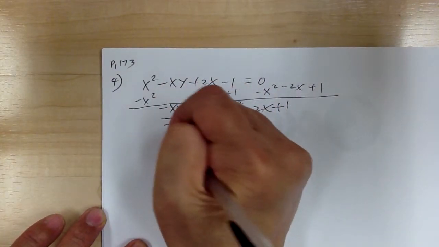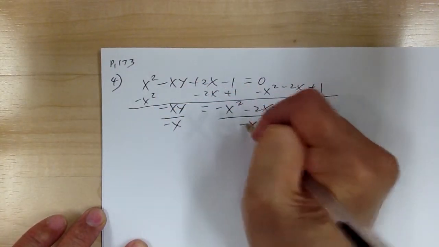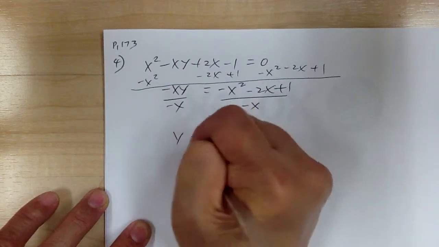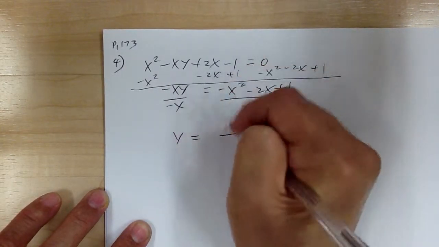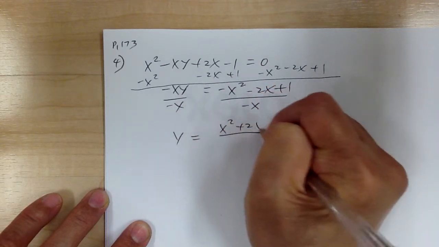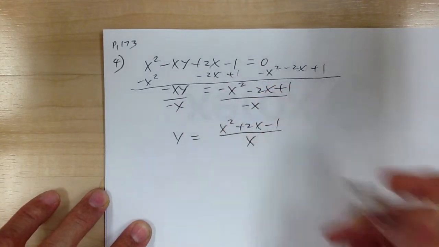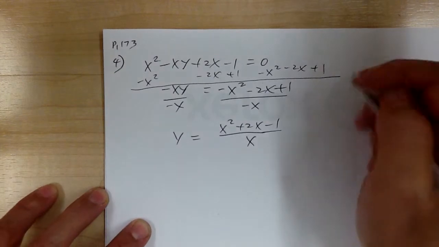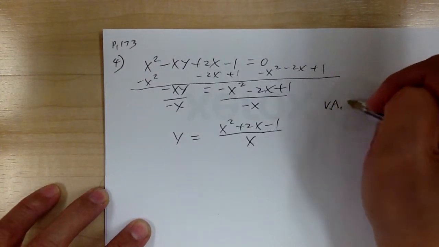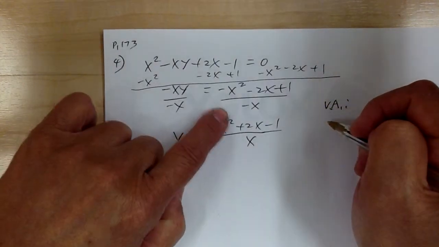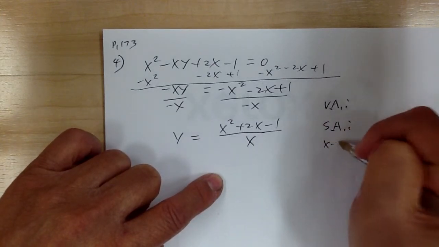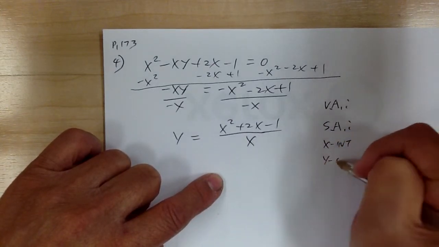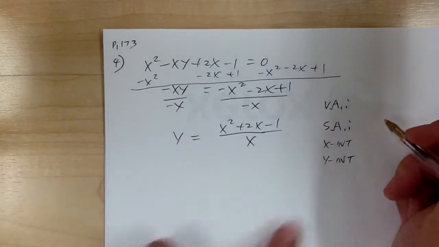Then you have to divide by negative x. So I get y equal to, cancelling all the negatives, x squared plus 2x minus 1 over x. From here you have to figure out the vertical asymptote. The numerator is a higher degree than the denominator, so you're going to get a slant asymptote. You're also going to have an x-intercept and a y-intercept.